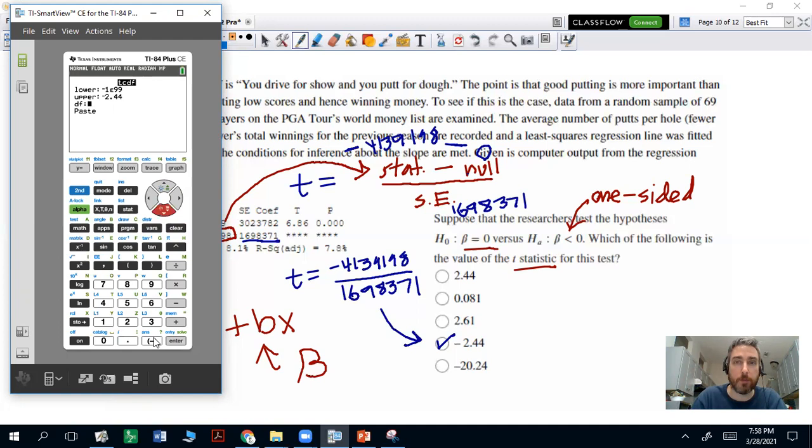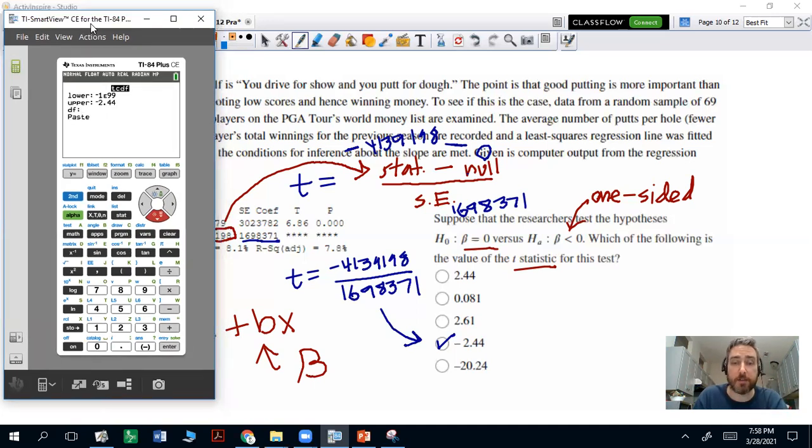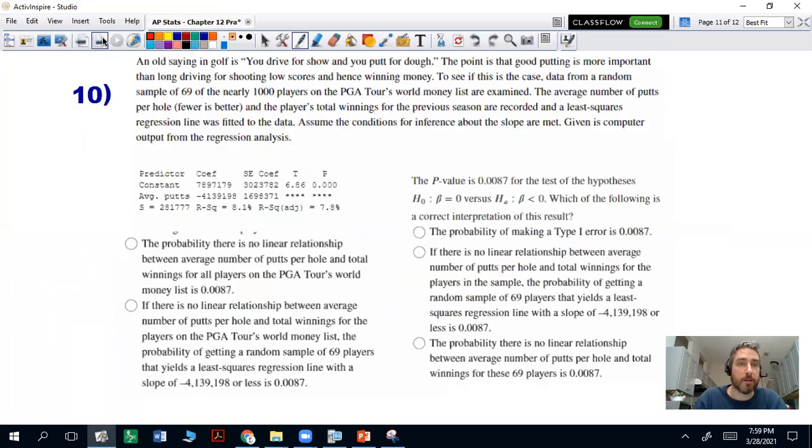We put that negative 2.44 there, and your degrees of freedom will depend on how many sample players, but we had 69 in the sample, so it'd be 67, 69 minus 2. So there, your p-value is about 0.00866. And if it were a not equals, we would double that to get the p-value.